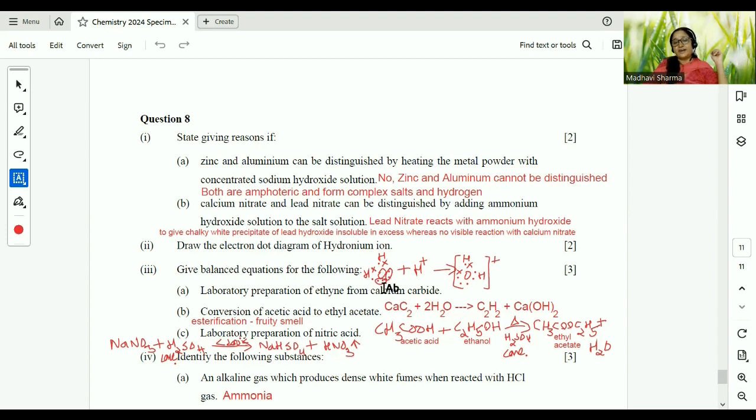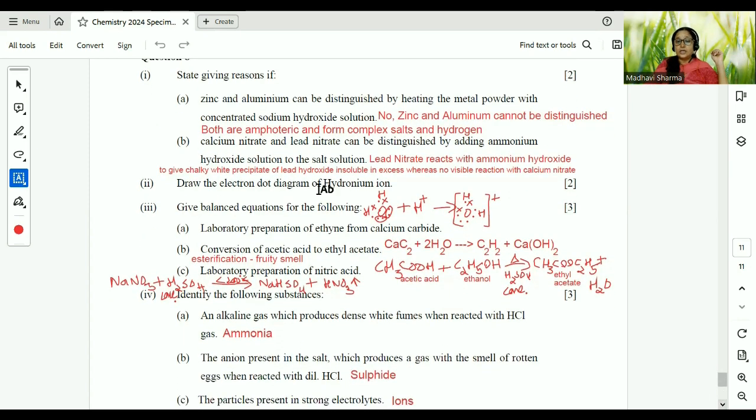Electron dot diagram of hydronium ion. It's a coordinate covalent bond, children; 110%, one coordinate covalent bond comes in your paper. So one lone pair of water combines with the H plus ion to give one coordinate covalent bond of hydronium. Please remember to give the plus. If you do not write this plus, you get it wrong.